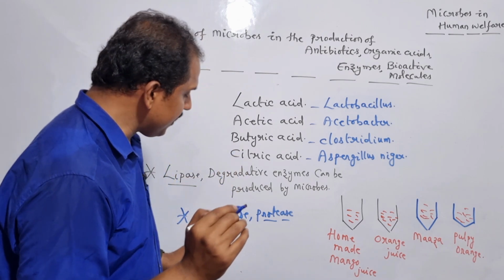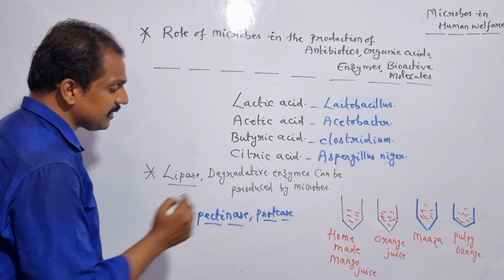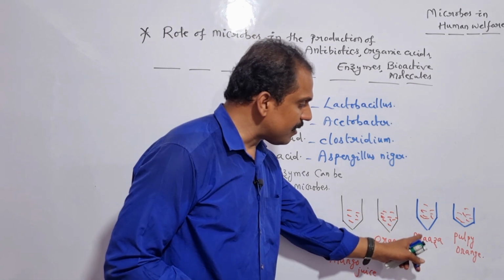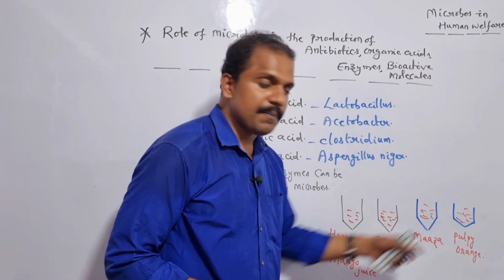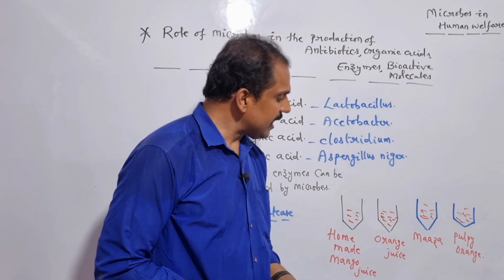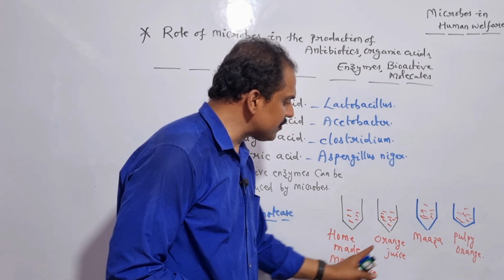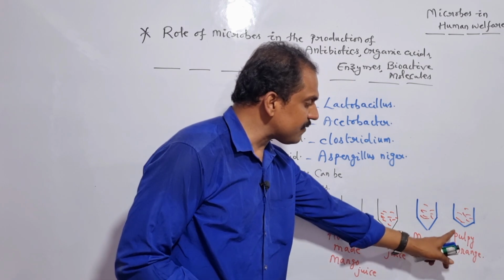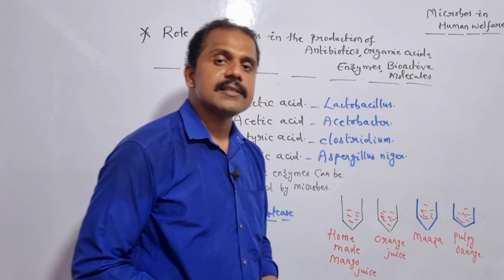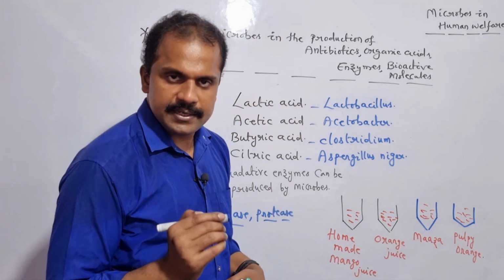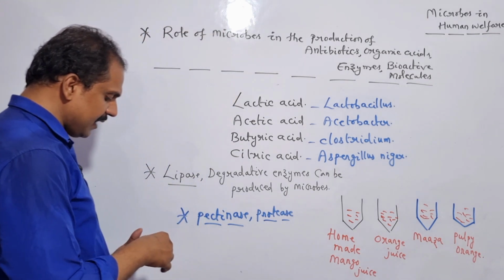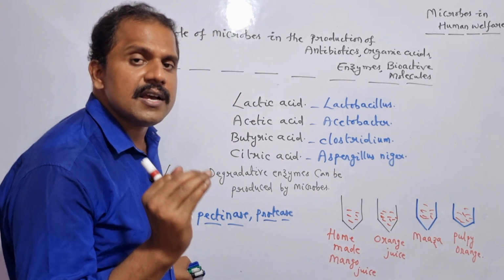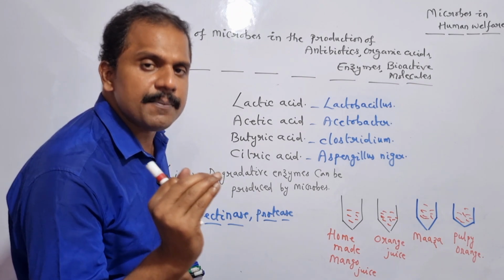Is it clear? These specific degradative enzymes are successfully used in commercially available Maaza and commercially available pulpy orange. So that is the reason why, in comparison with homemade mango juice and homemade orange juice, commercially available Maaza and pulpy orange remain so clear. Is it clear? And in addition to this, even the microbes are also responsible for regulating the production of some other enzymes like streptokinase.